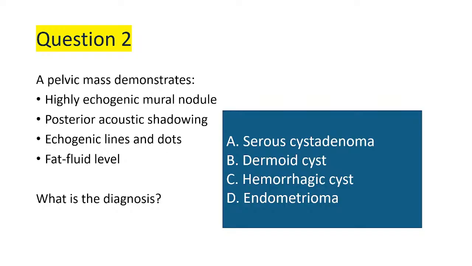So this is a dermoid cyst. The echogenic mural nodule is the Rokitansky nodule, and the fat fluid levels, that's the dermoid mesh. So this is the characteristic tip of the iceberg sign that is being explained there. So our correct answer is B, dermoid.